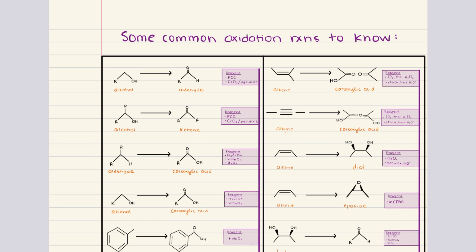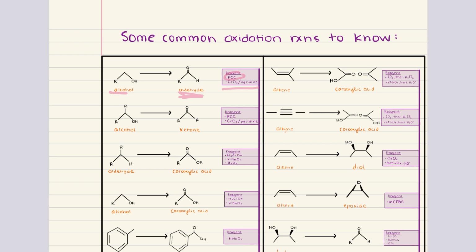Starting with alcohols, the oxidation pathway depends on whether the alcohol is primary, secondary, or tertiary. Primary alcohols can be oxidized to aldehydes using PCC, which is pyridinium chlorochromate, or chromium trioxide in pyridine, which selectively stops at the aldehyde stage because PCC is a mild oxidizing agent.